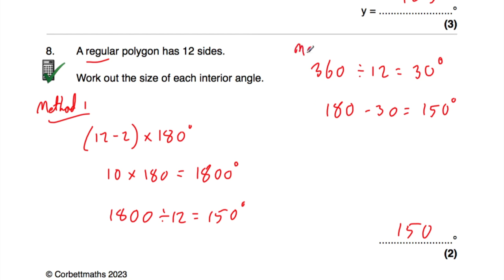And you can either use method 1, which is finding the sum of all the interior angles by doing n minus 2 times 180, and you'll get 1,800. And then just divide that by 12 because there's 12 angles, and that'll be 150 degrees. Alternatively, you could say all the exterior angles add up to be 360 degrees. If you divide that by 12, you'll find the size of each exterior angle. And then if you take that away from 180, you'll find the size of each interior angle, which is, again, 150 degrees. Okay, let's have a look at our next question.